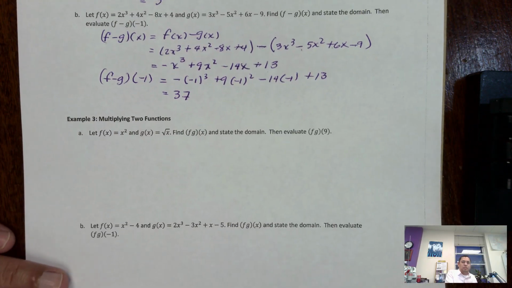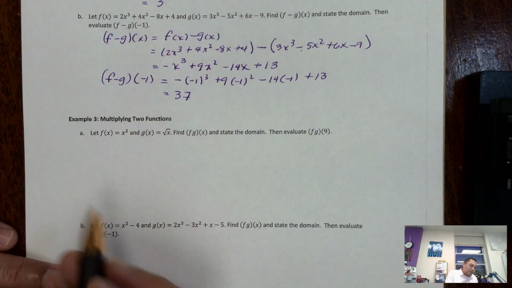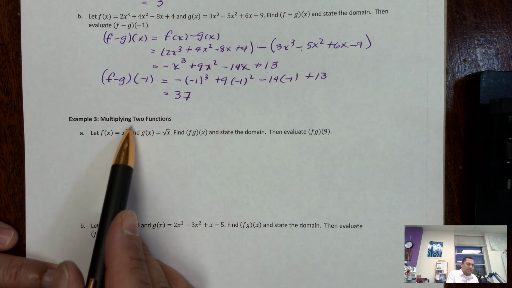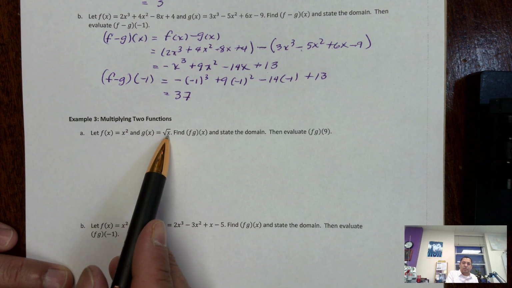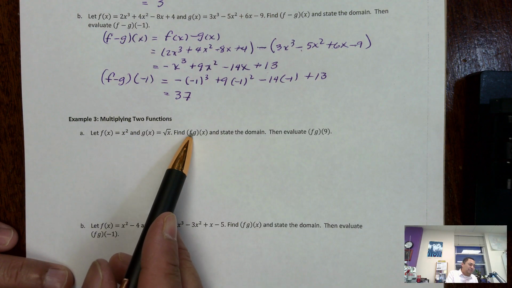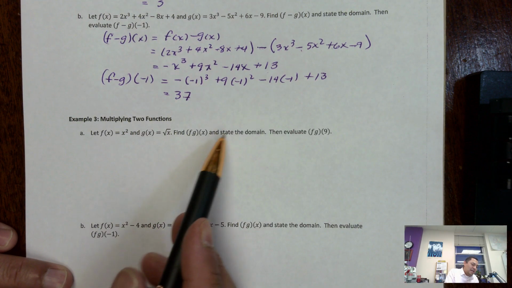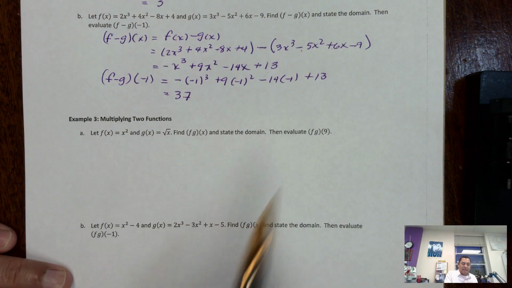Number 3, we're going to multiply. Let f of x equal x squared and g of x equal the square root of x. Find f times g of x, and state the domain. Then evaluate f times g of 9.